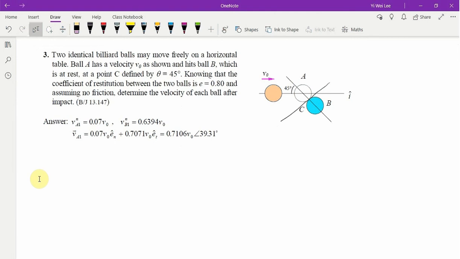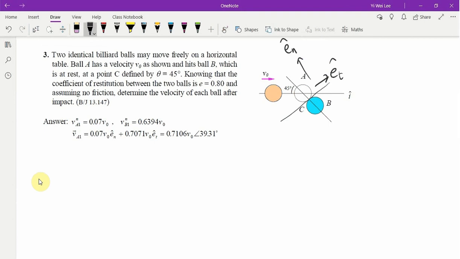So when we are given the coefficient of restitution, definitely we have to use the equation for coefficient of restitution. And to use the equation, we have to resolve the velocity of A and B before and after collision in the EN and ET directions. So the first thing we always do for a collision question is find out what our EN and ET directions are. In this case, I denote this as my ET direction, which is parallel to the collision plane, and this as my EN direction, which is normal to the collision plane.